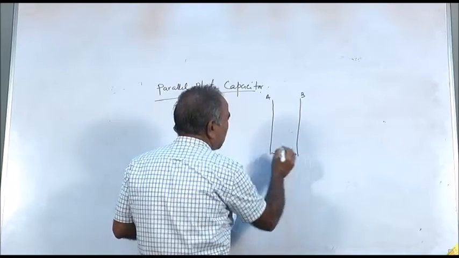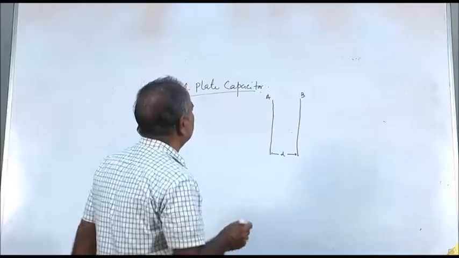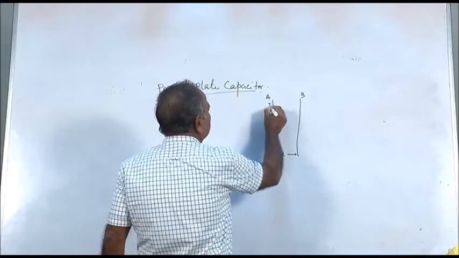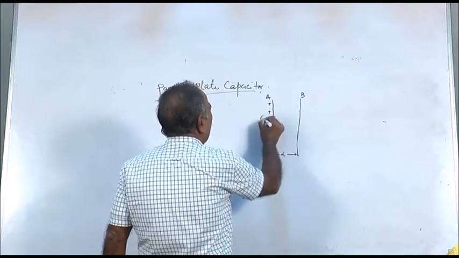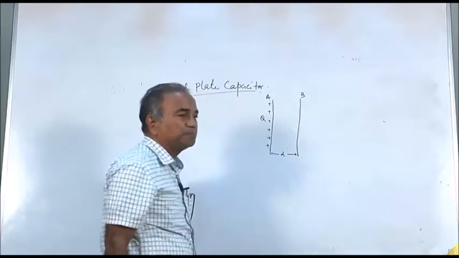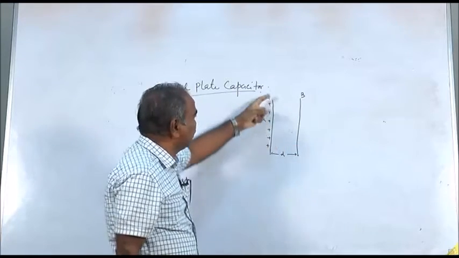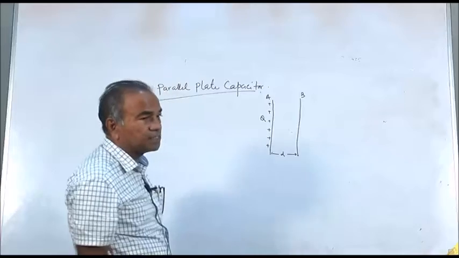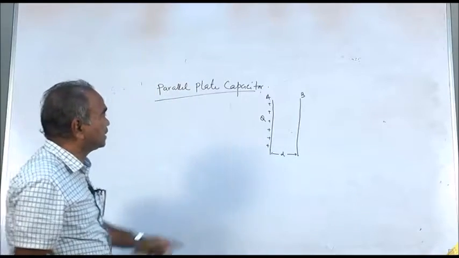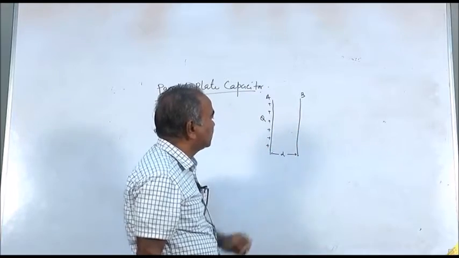D is very, very small, and let plus q charge be given to the plate A. Those two plates are uncharged. First we give plus q charge to the plate A, and the other plate is also uncharged.